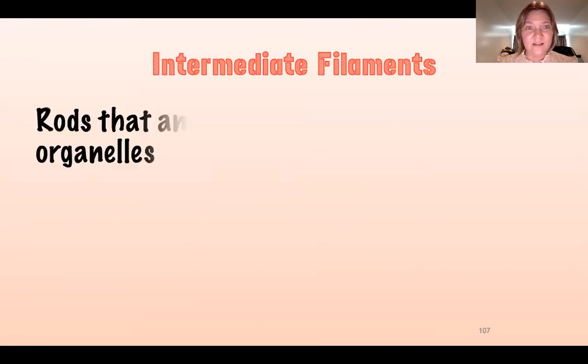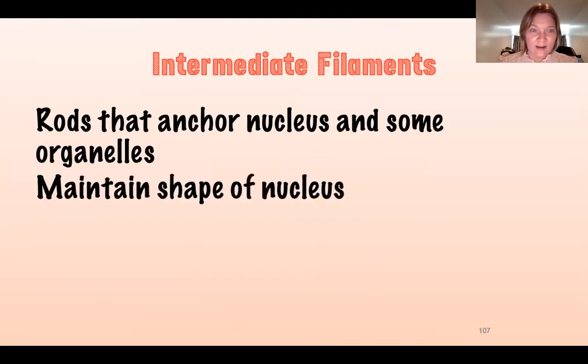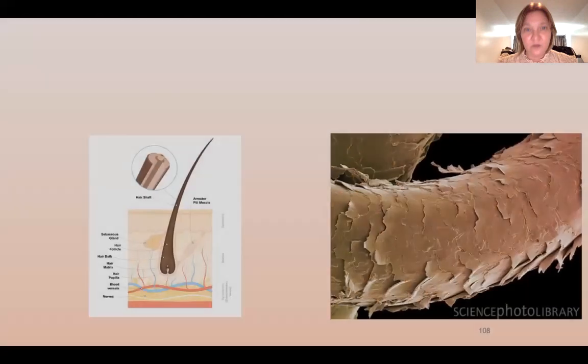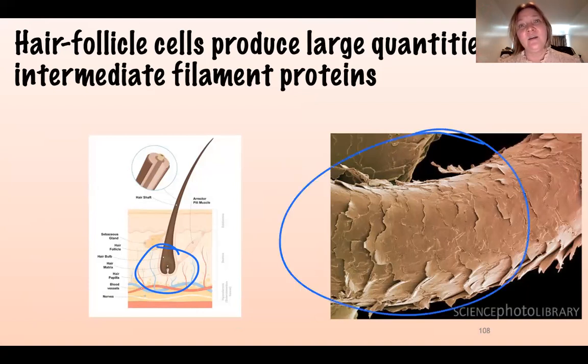Okay, now there's a third component to the cytoskeleton, which is intermediate filaments. These are rods that anchor the nucleus and some of the organelles. They do help to maintain the shape of the nucleus. Hair follicle cells. So this is a hair follicle cell. This is what creates the hair shaft, which is what you call an individual hair. They produce large quantities of intermediate filament proteins. This is a scanning electron microscope image of a hair shaft.